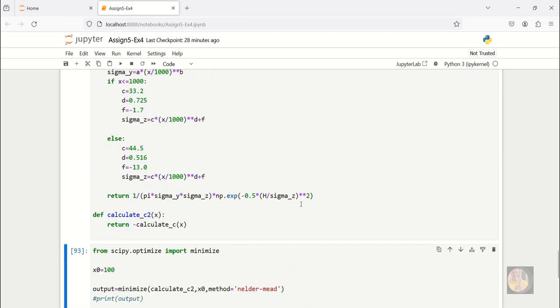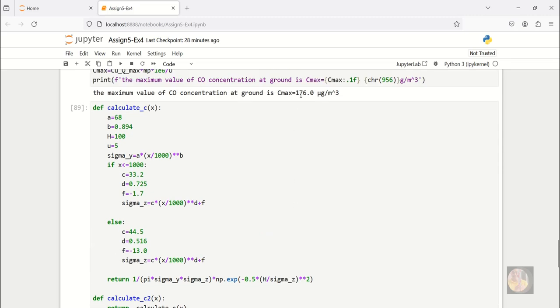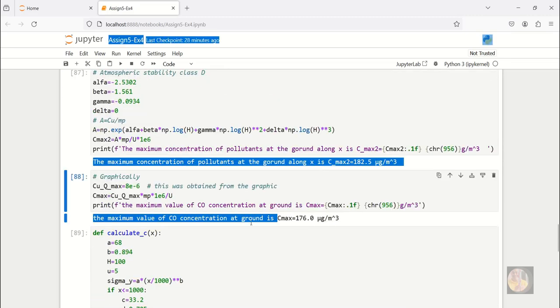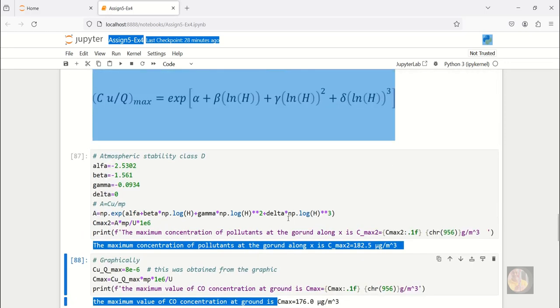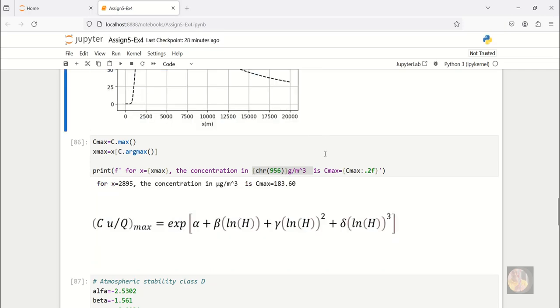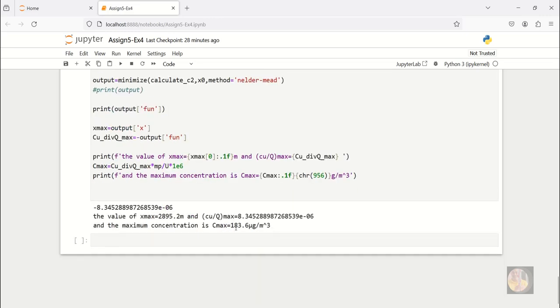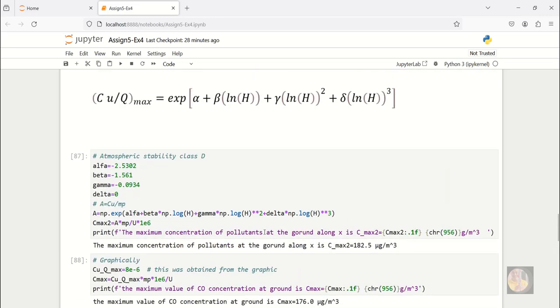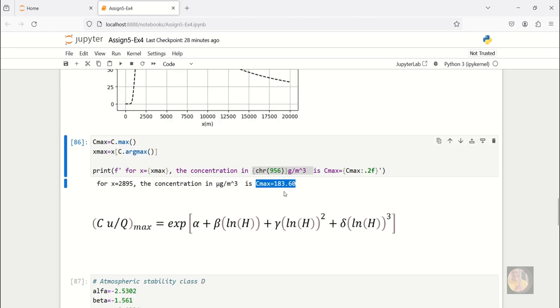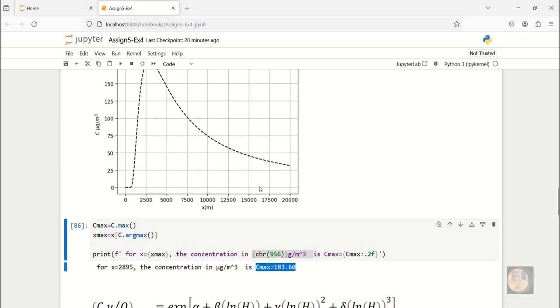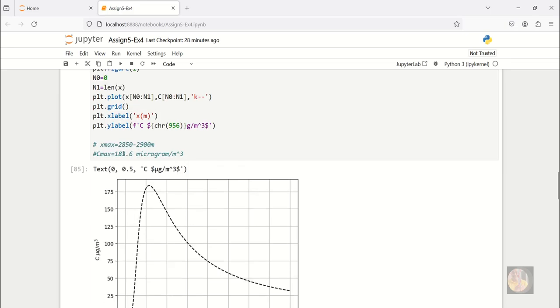Now this result, if we look back, we have here, for example, for the graphic 176, 182.5 for this method. Here, for example, 183.6. Here we calculated the maximum without optimizing. We draw the curve, and in this case we found the maximum. This is the graphical method, the result 183.6. We try to find it like this.